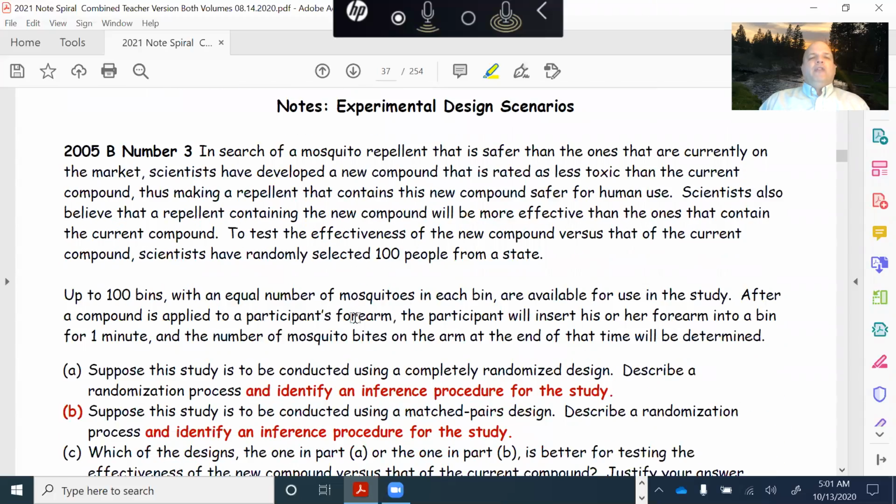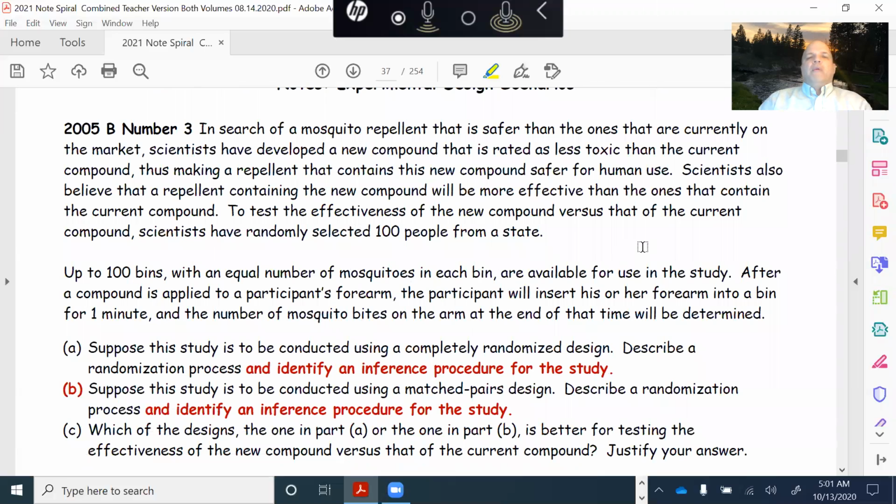Okay, so this is one of my favorite studies, and it actually walks through our questions, and it walks through 2 different types of designs. So 2005, Form B, question number 3. And by the way, the parts that are in red in the question, you are not going to be able to do until January or February, but the rest of the question you can answer.